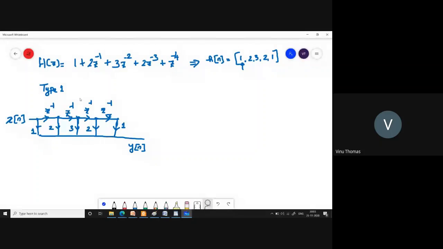Just read out how many multiplications you need here. 5? Because this has to be multiplied by 1, 2, 3, 2, 1. That's why 5 multiplications. Okay, so 5 multiplications.